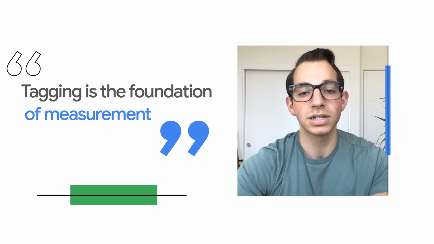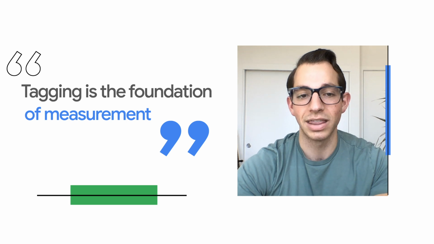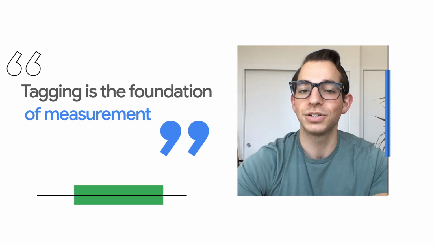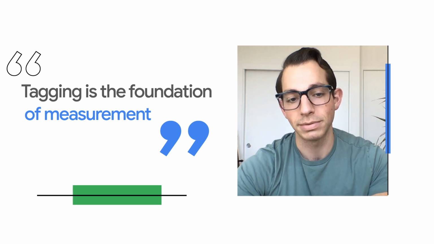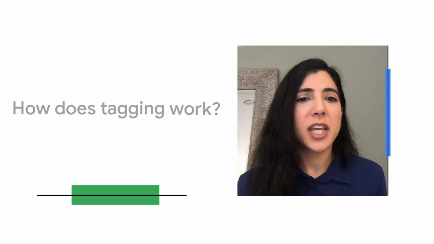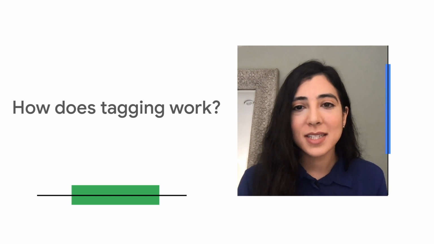So tagging enables the collection of data so that businesses can understand how people are engaging with their site and their app. It also gives advertisers the ability to measure how well their campaigns are performing, advertising or other types of campaigns. Can you walk us through how a tag would work for a business?